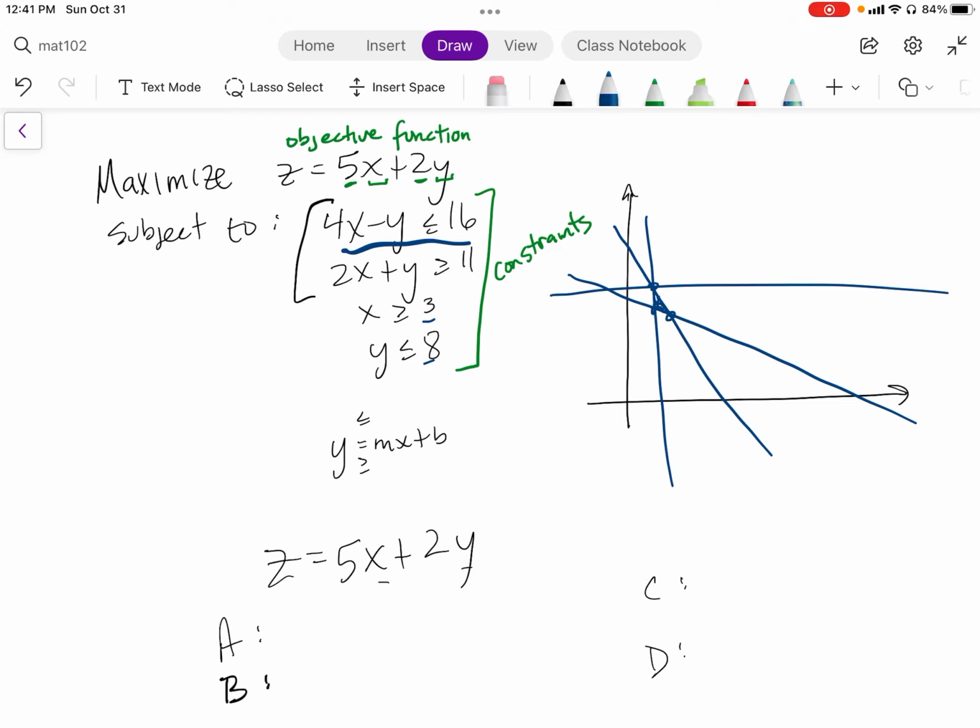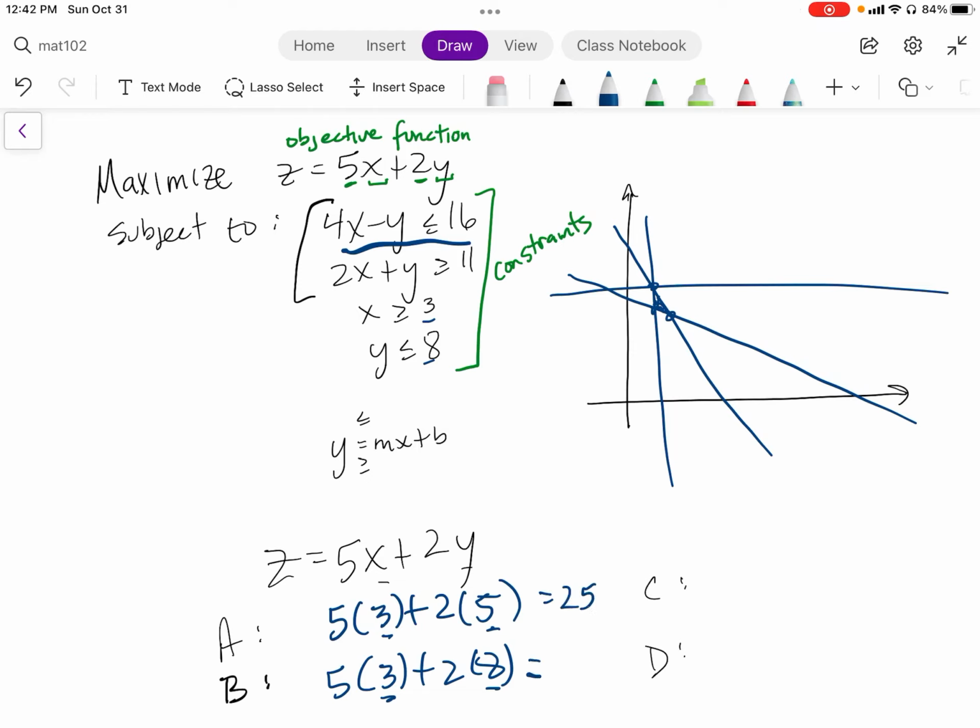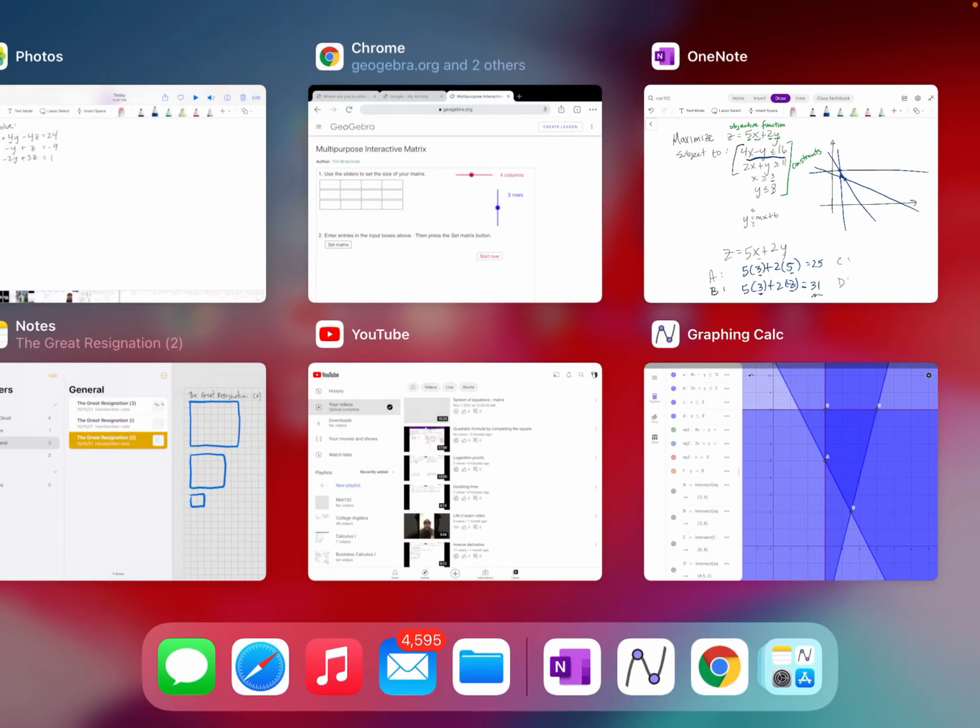For A, we would have 3, 5. So 5 times 3 plus 2 times 5. 5 times 3 plus 2 times 8 was B, right? We had the point 3, 8 and 3, 5. We could compare those. We'd get 25. We'd get 15 and 16, so 31. So far, I know B is the max. Okay, but we still have C and D.